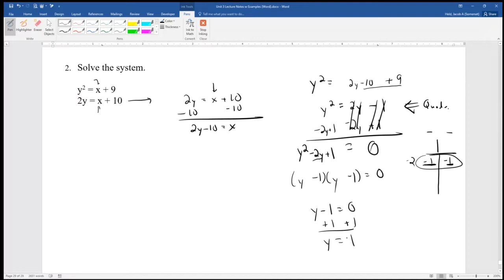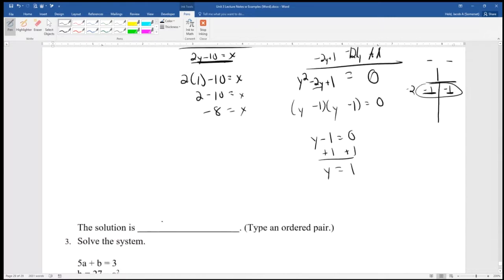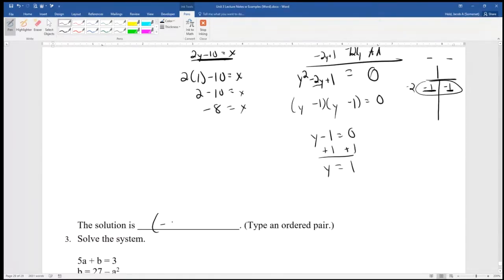So y is 1. So I plug that back in here. So 2 times 1 minus 10. 2 times 1 is 2. 2 minus 10 is negative 8. So my x is negative 8, my y is 1. So when I come down to write my ordered pair, negative 8 and 1.